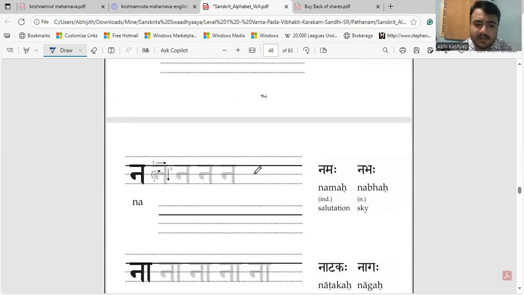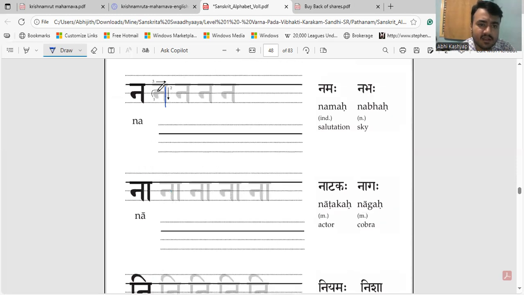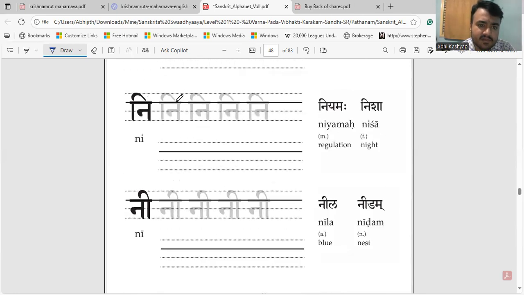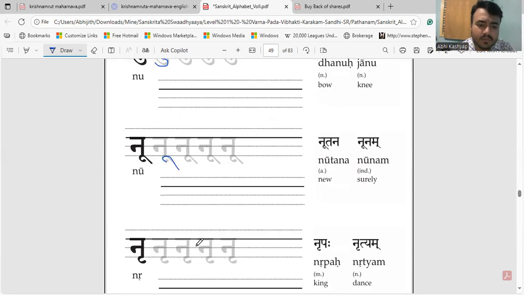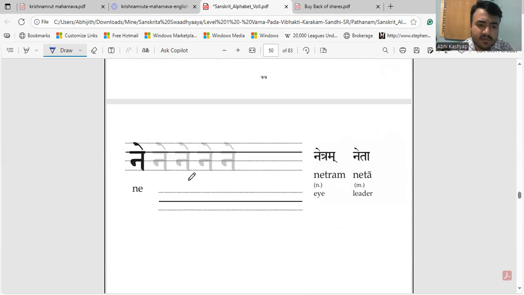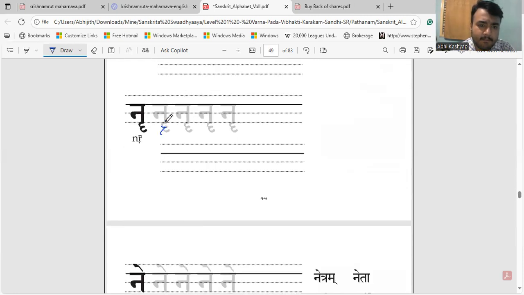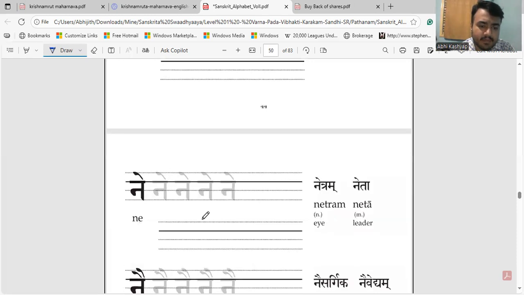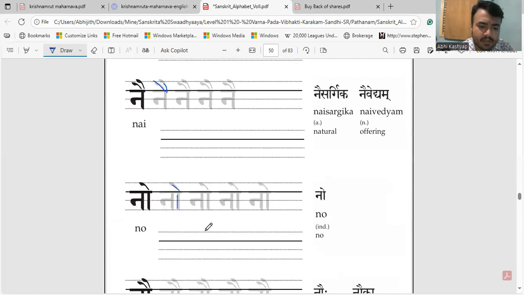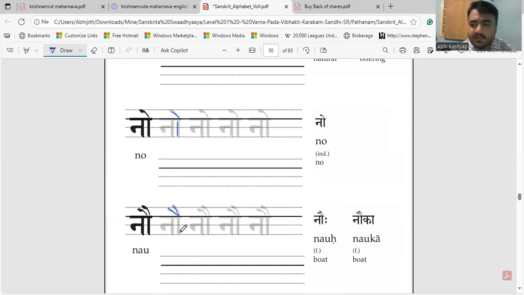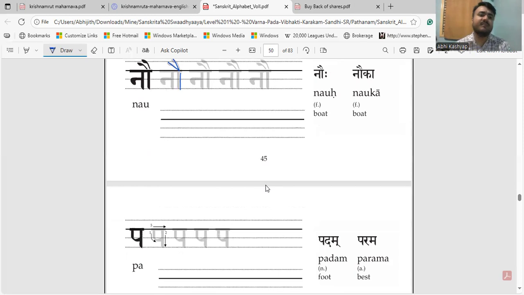Then na also has the same na, just one line and one hand. That's all. This hand is curved. Na, ni, ni, nu, nu, nr, nr, ne, nai, no, nau. Now we are done with Tavarga. We will do the Pavarga in the upcoming class.